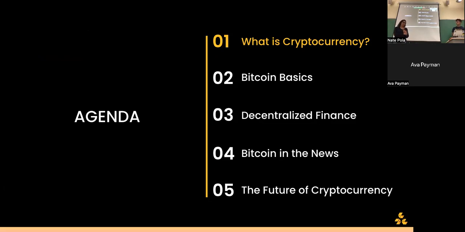So to start, we're going to talk about cryptocurrency, what is it? Then Bitcoin as a case study for cryptocurrency and some of the basics in terms of the mechanics of Bitcoin and how it works. Then we're going to talk about decentralized finance because it's supposed to be a financial literacy workshop, and there are a lot of buzzwords around decentralized finance right now that we want to define for you. Then we're going to talk about Bitcoin in the news and some of the current events that you might hear about, and then the future of cryptocurrency and where we think it's going.